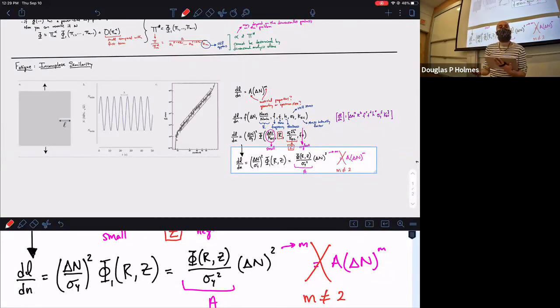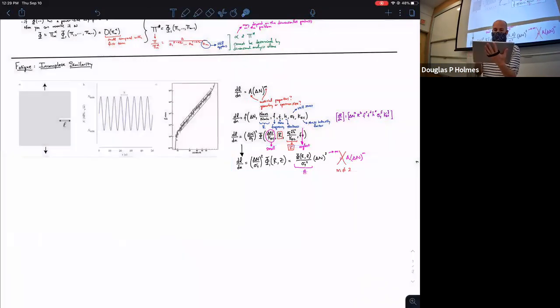delta N to the m. Which is what we find empirically. Great. Not only that, but we learned from our dimensional analysis that m should be 2. We assumed complete similarity. We developed a mathematical model. It's now something we can compare with our data. Comparing with our data here, m isn't 2.